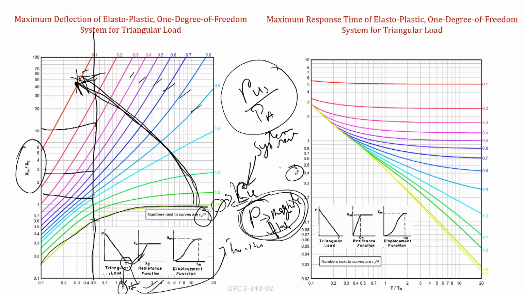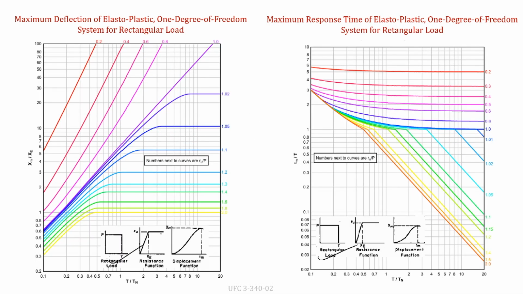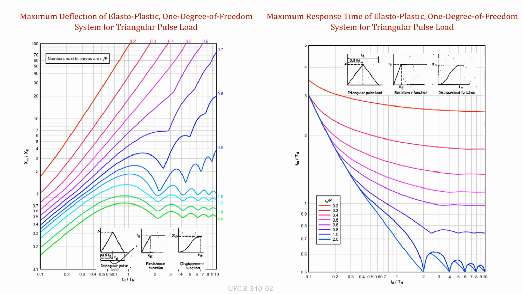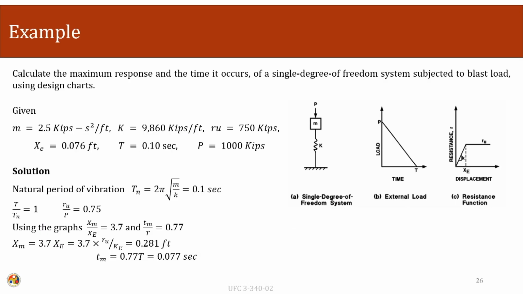Again, similarly here we are calculating the maximum displacement, and we will calculate the time at which this maximum displacement has occurred, and this is for a triangular loading. Similarly, the same thing we can do for the rectangular loading. So, depending upon the different forcing functions, the same graph can be used for different types of loading. All these graphs are given in UFC 3-340 or TM5-1300. So, we can directly use these curves for analysis and design purposes. Here we will calculate the maximum response and the time at which it occurs for a given system.